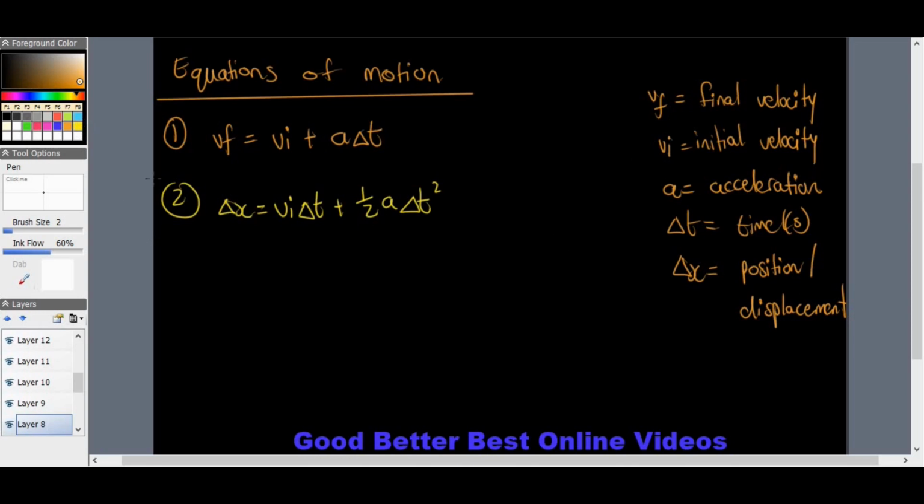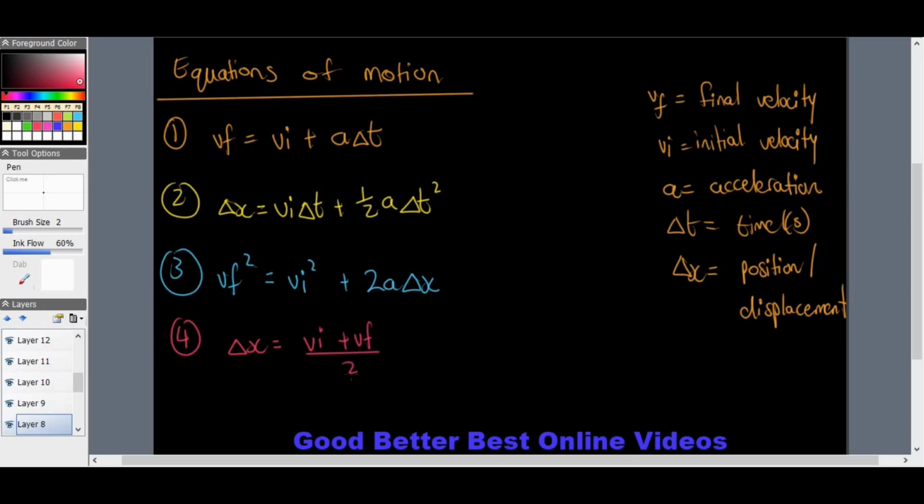Next one, number 3. Vf squared is equal to, this is a very popular one, by the way, Vi squared plus 2A delta x. And then the 4th one that we get is delta x equals Vi plus Vf divided by 2, and we usually bracket this, times delta t. I've hardly seen this one used as much as the top 3, but it does get used.